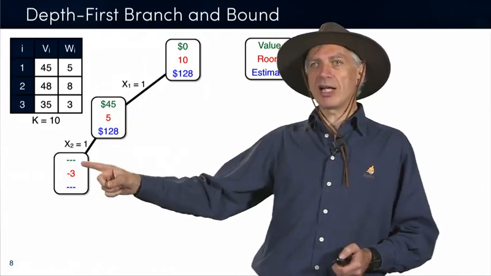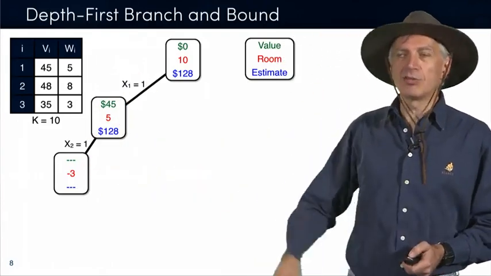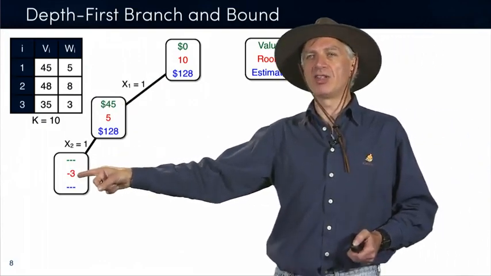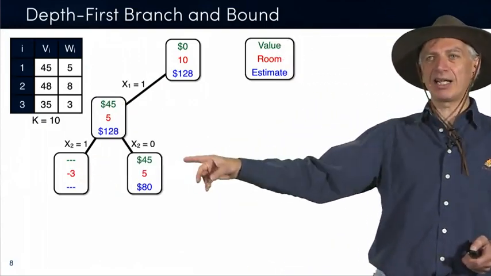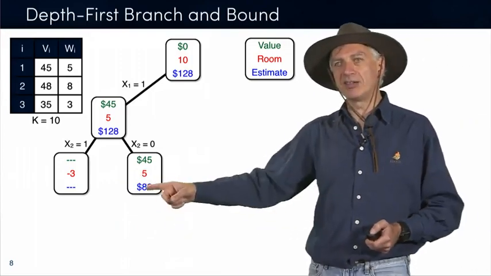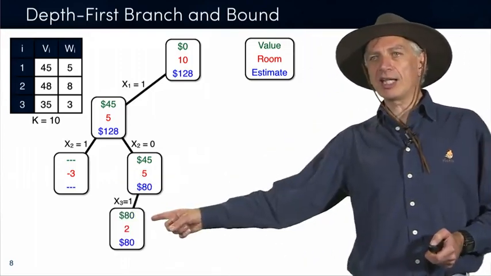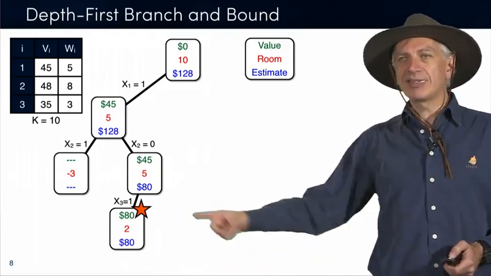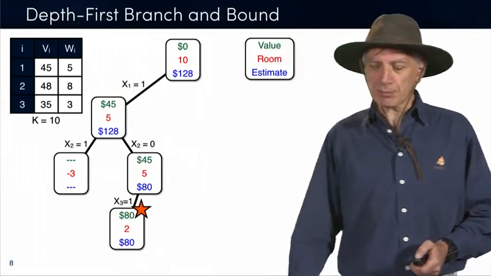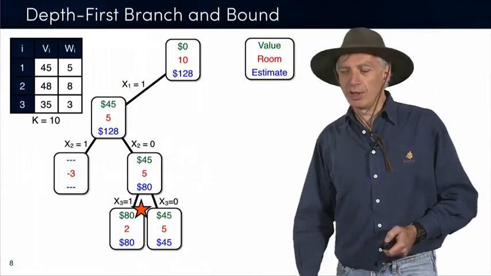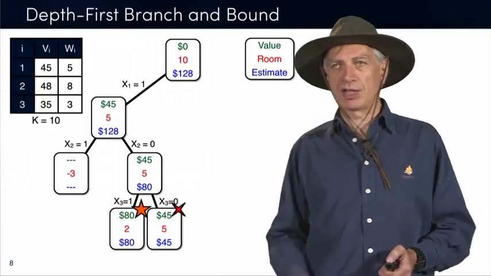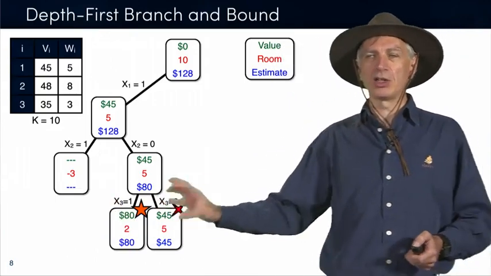Then I try to select item 2, but as you can see, item 2 has a size of 8, so I'm exceeding the capacity of the knapsack. That's not a feasible solution. So I can't take item 2, and at that point, my optimistic evaluation is reduced to 80. And I can decide to take item 3 or not. If I take item 3, I get the value of 80. This is items 1 and 3. And if I don't take it, I get a value of 45, which is essentially completely dominated by the previous solution I found. So I know that this is not an optimal solution.